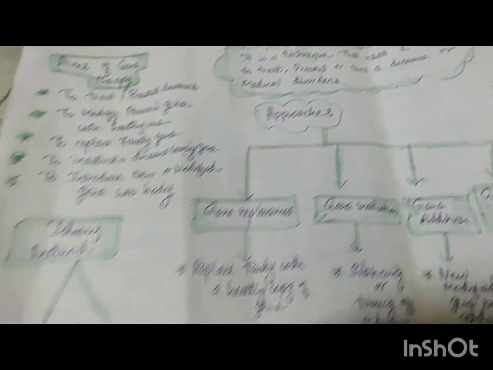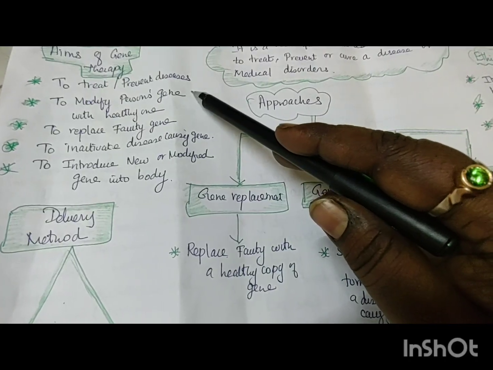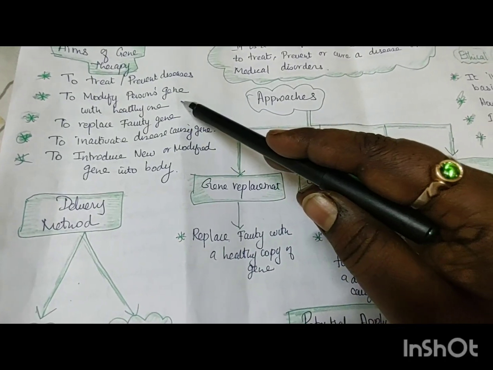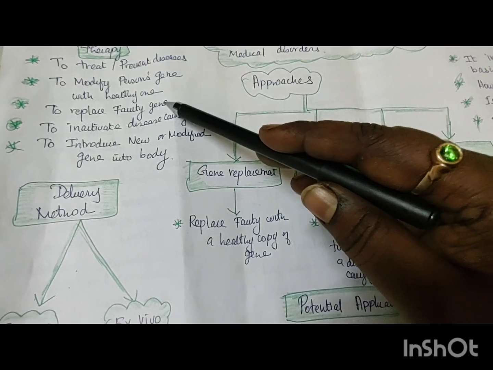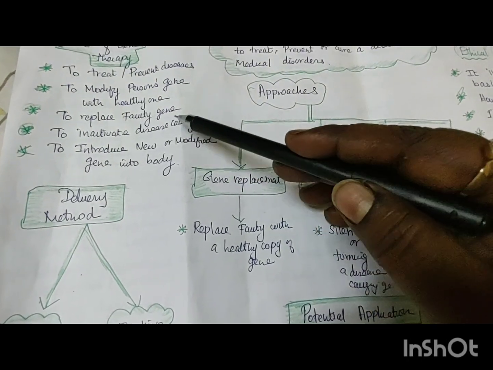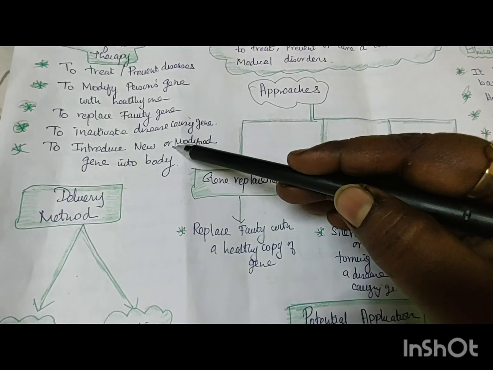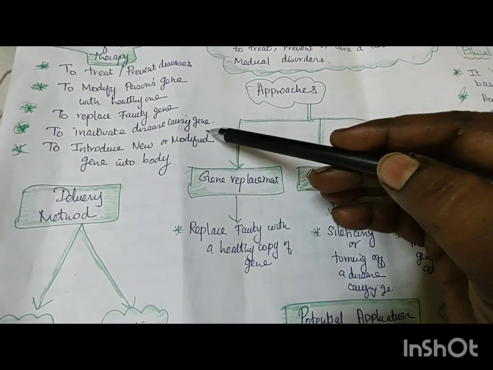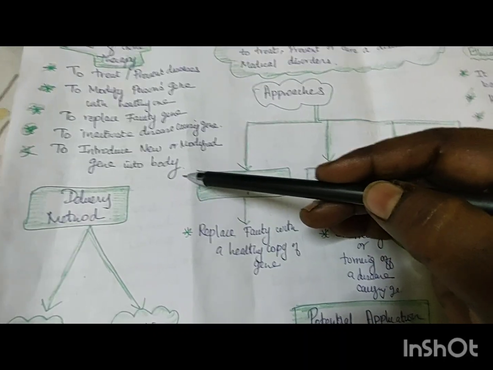Let us see what the aim of gene therapy is. To treat or prevent diseases, to modify the person's gene with a healthy one if they have a poor gene, like a diseased gene, to replace the faulty genes, to inactivate the disease-causing genes, and to introduce the new modified gene into the body.